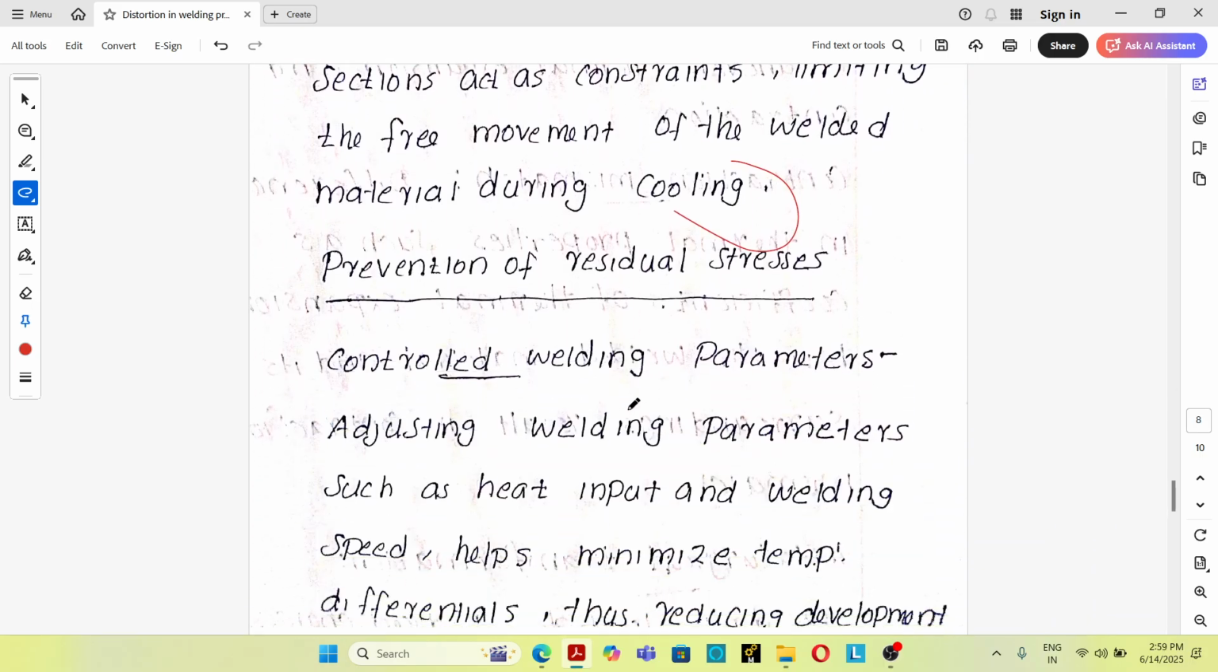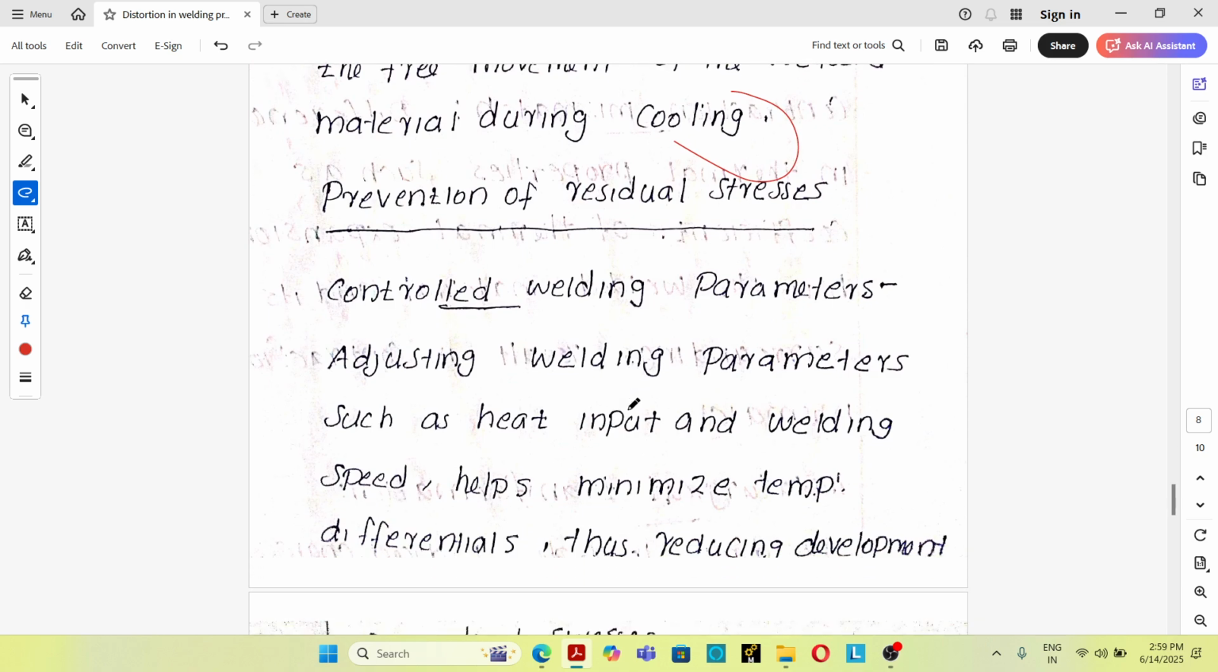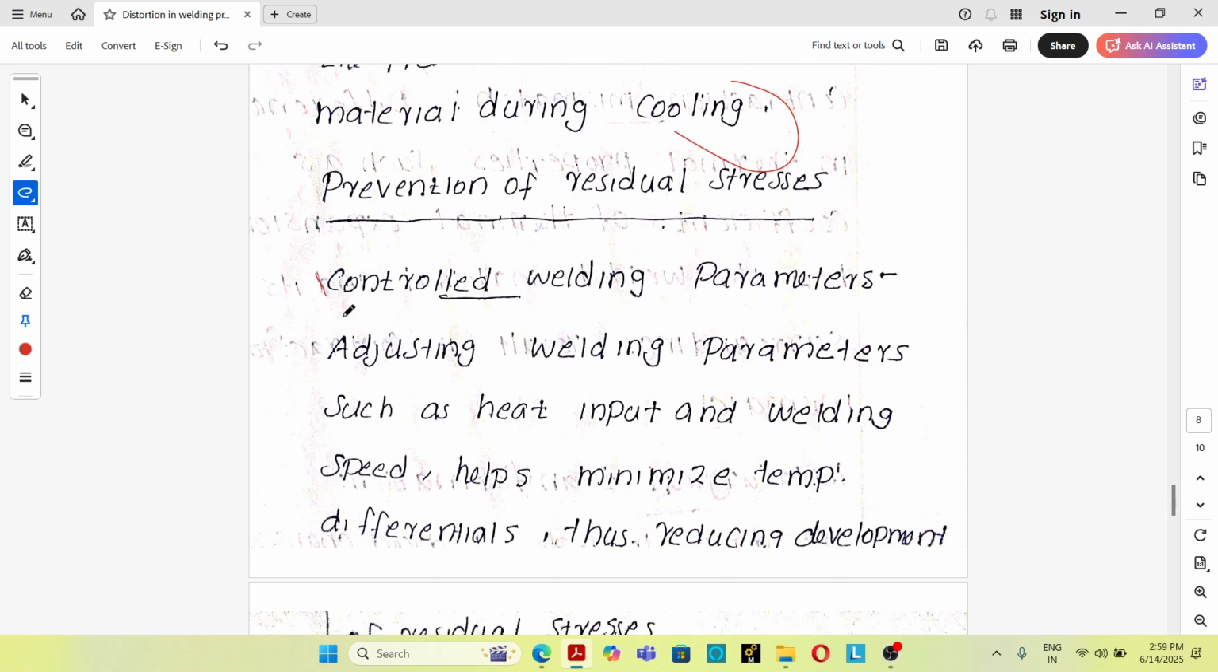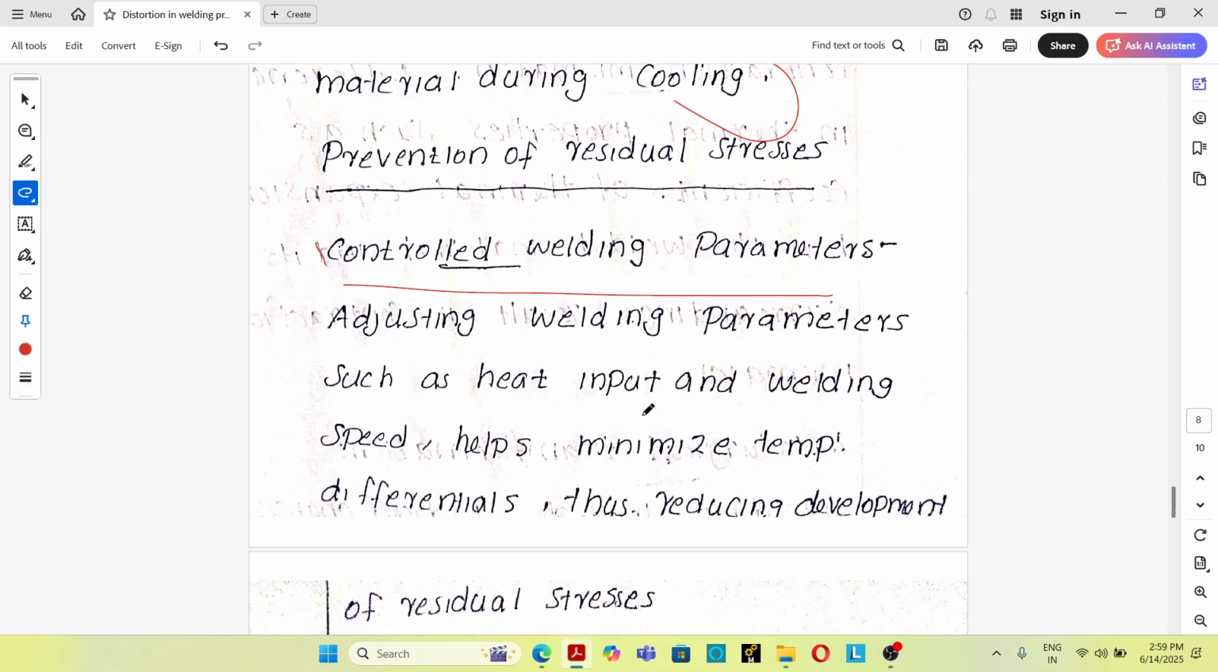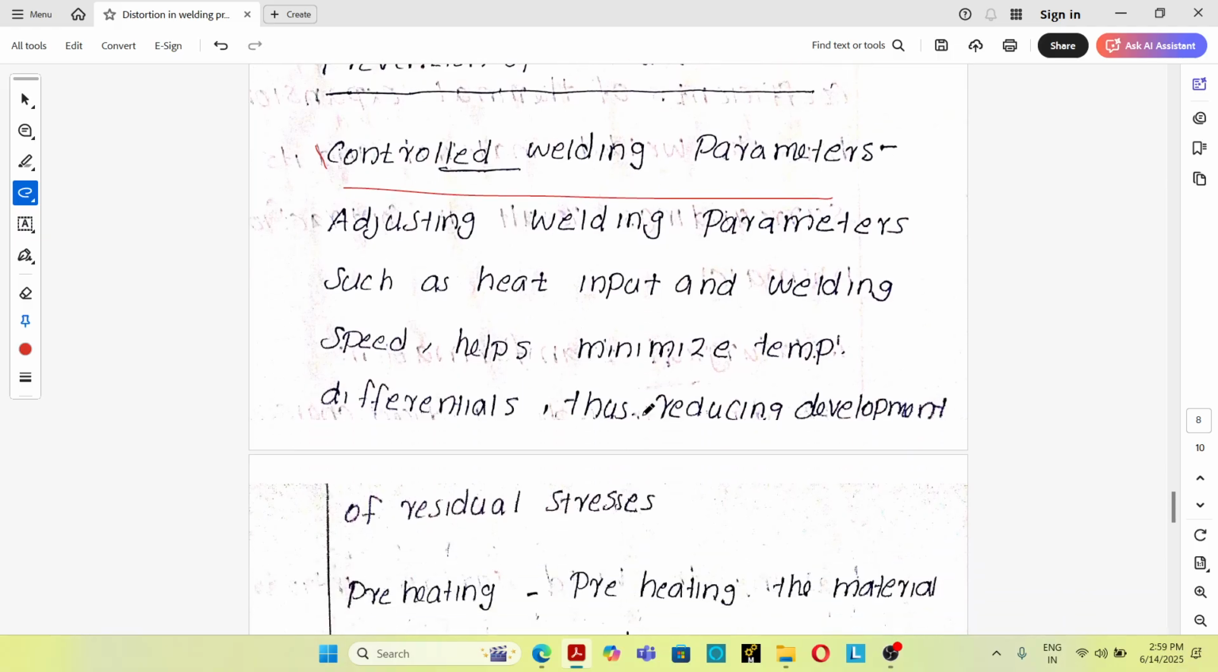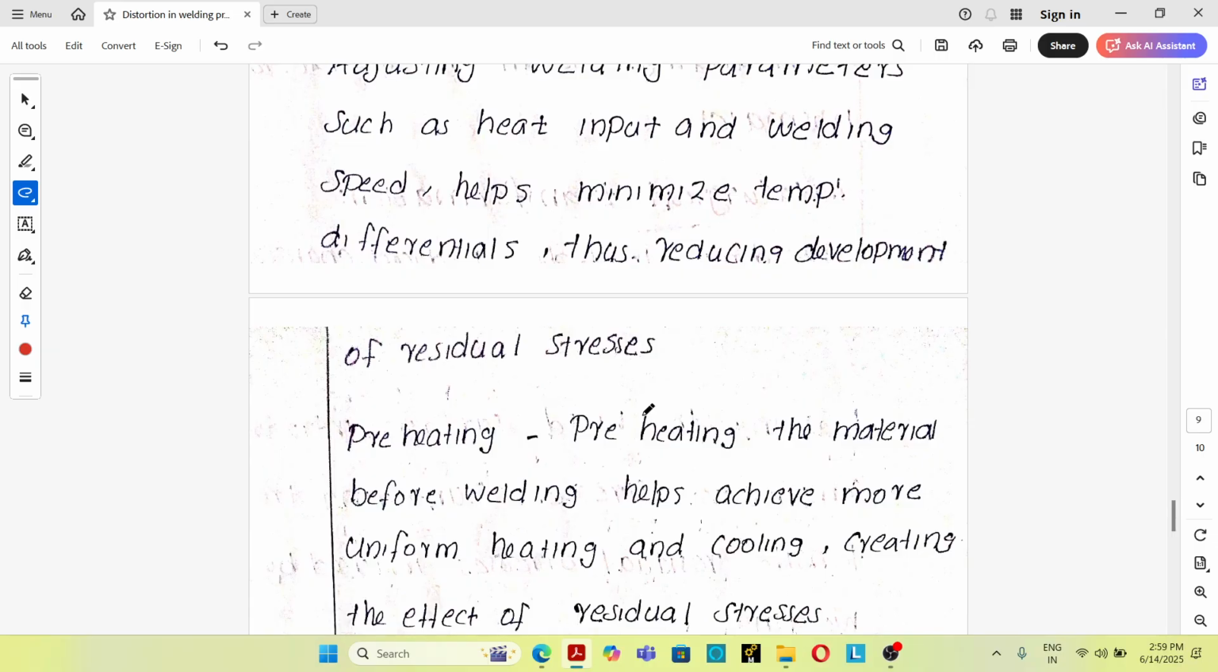Next one, prevention of residual stress. First point, controlling welding parameters. Adjusting the welding parameters such as heat input and welding speed helps in minimizing temperature differentials, thus reducing the development of residual stress. Adjust the welding parameters, heat input, welding speed, then residual stress development can be reduced.